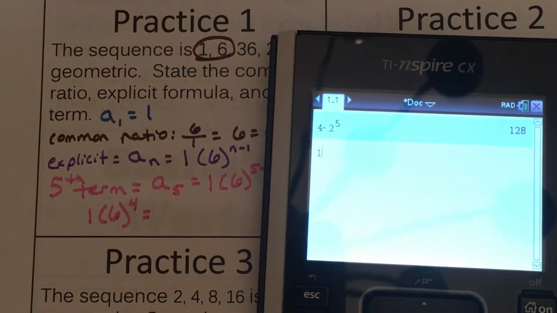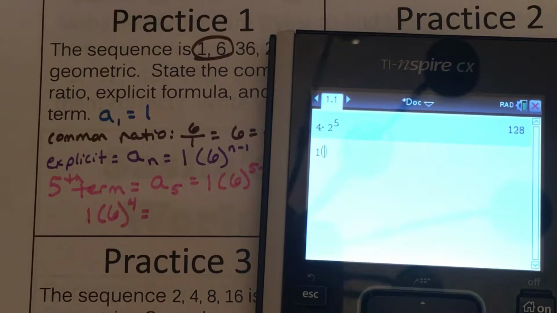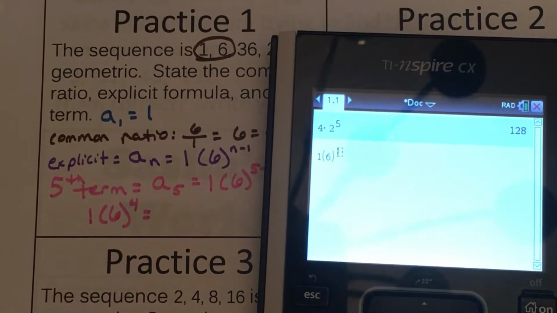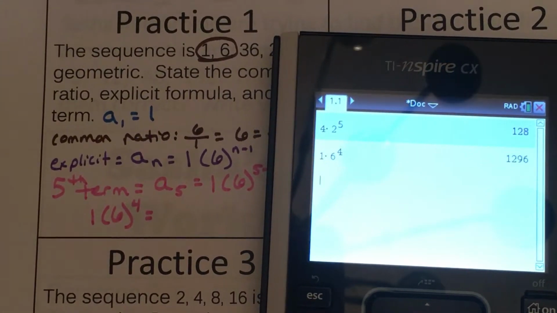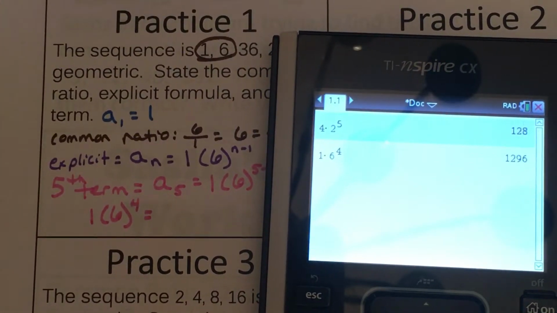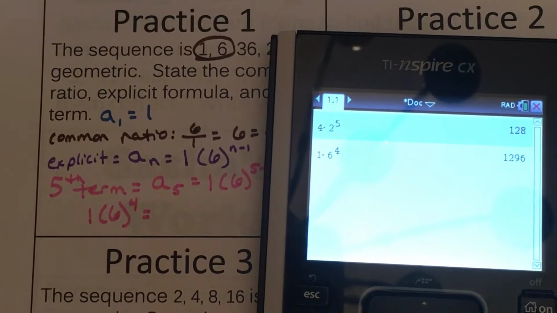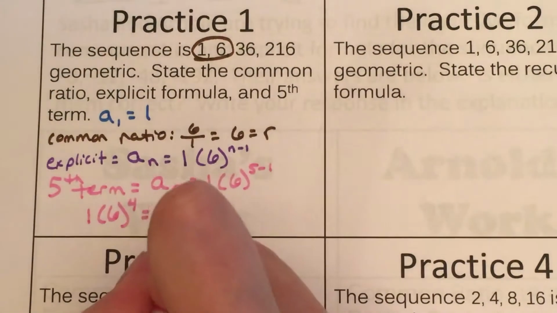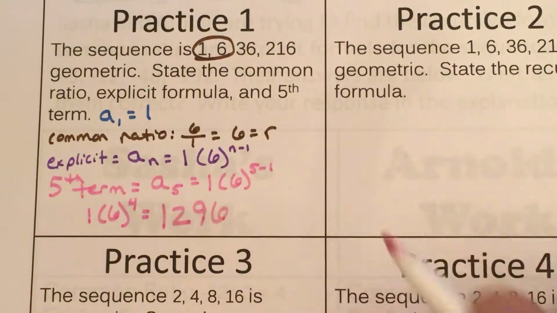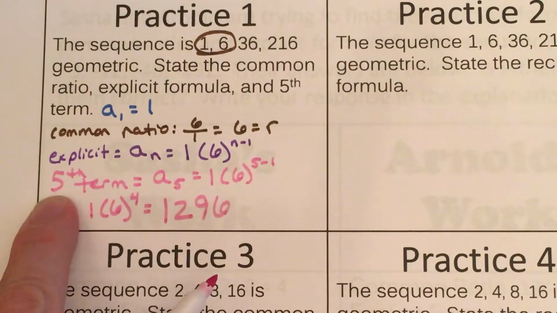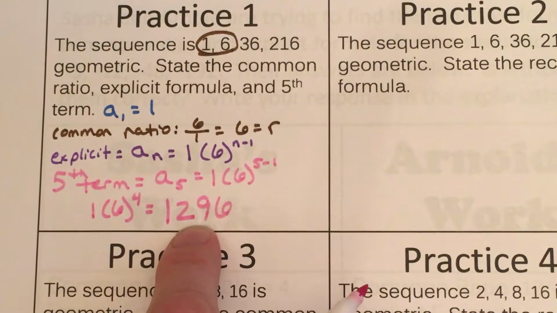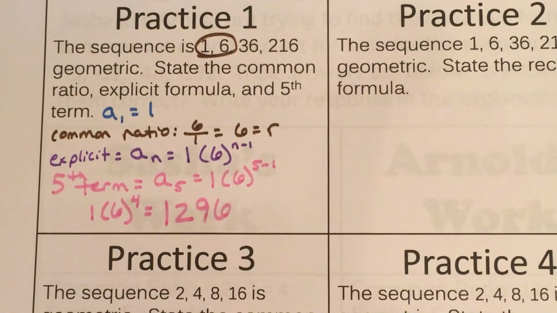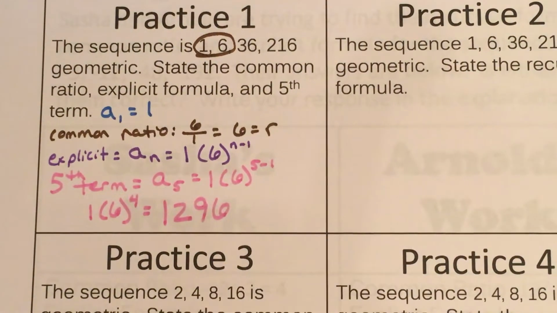1, parentheses 6 close parentheses caret 4. Wow, 1,296. So the fifth term in this sequence is 1,296. Nice job. All right.